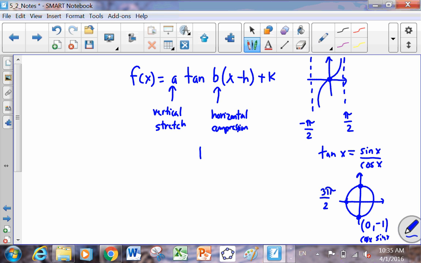Your period is still the same, but it's not 2 pi in this case. You have to remember it's pi over b. If your B is different, then you're going to have to find your period. Right? Your H, what's your H for? It's your horizontal translation. So it's going to move left or right. And your K? Instead of being here, it's going to be... So vertical translation.